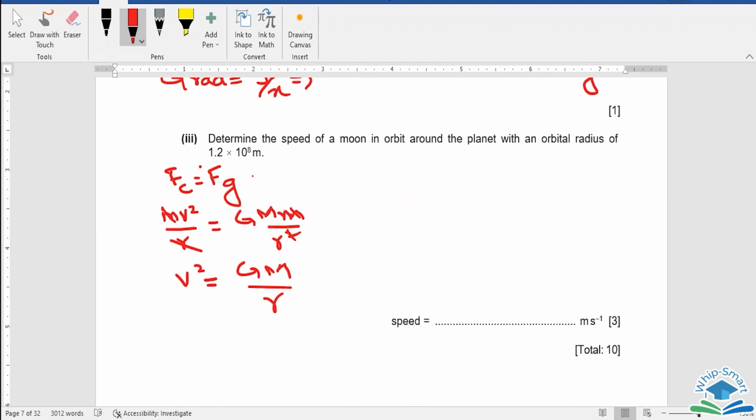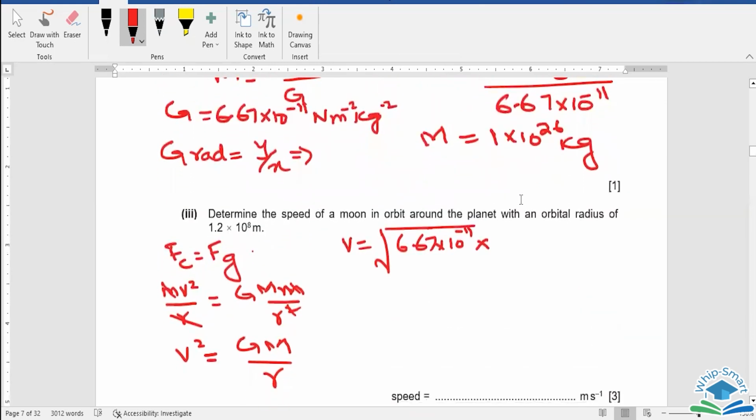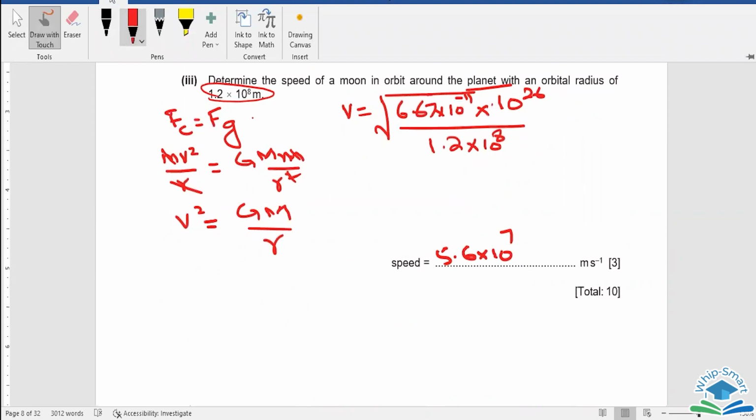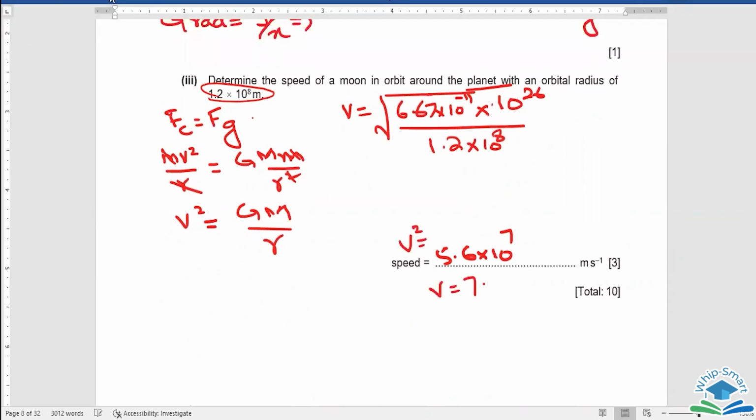Now putting the values of these three quantities, v equals under root 6.67 into 10 power minus 11 into, we found that M is equal to 10 power 26, which is divided by r, which is given here. It is 1.2 into 10 power 8 meters. Simplified using a calculator, we get 5.6 into 10 power 7. This is the value for v square. Exact value for v will be 7500.